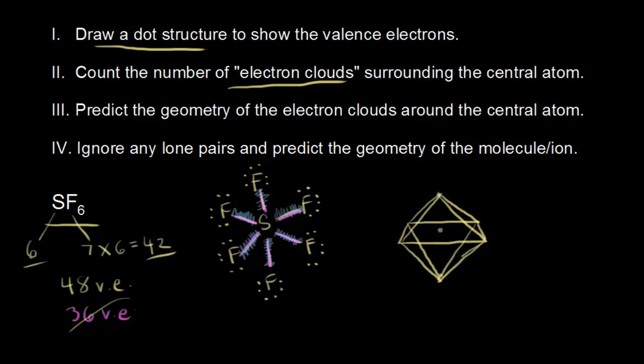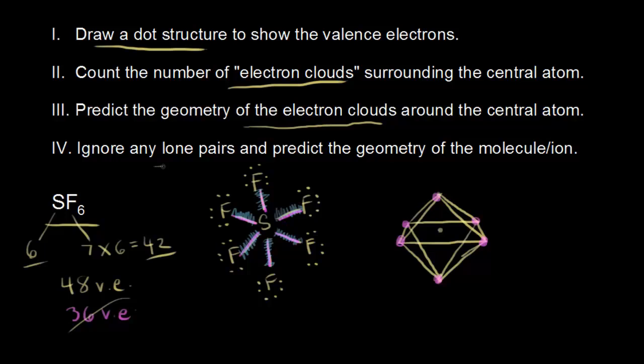Something like that. So if you think about where your fluorines are, here's a fluorine right here, there's a fluorine right here. So at these corners, you can think about a fluorine being there like that. So that's our octahedron. All right, so that's step 3, the geometry of the electron clouds around the central atom. They occupy an octahedral geometry.